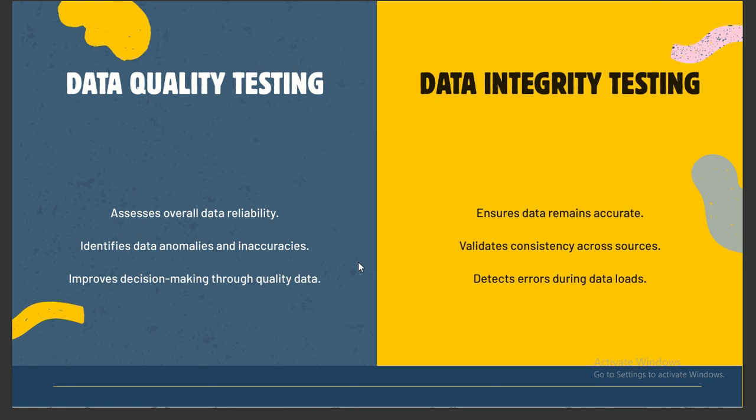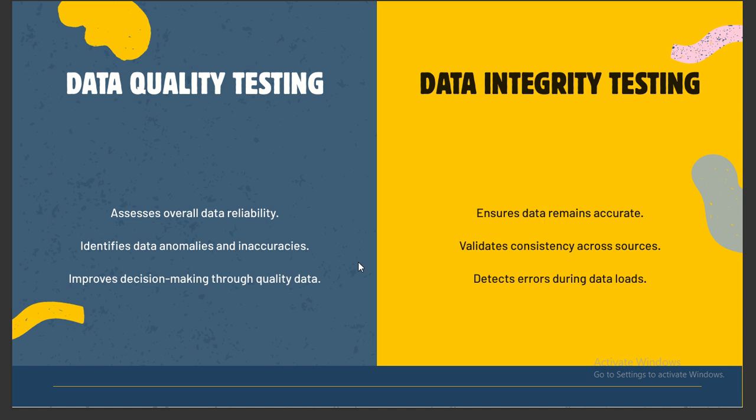As part of ETL testing, an ETL tester must know the types of ETL testing being performed. There are about 5 types of ETL testing. First, data integrity testing. Next is data quality testing. Third, functional testing. Fourth, regression testing. Fifth, performance testing. Let's get into them one by one.